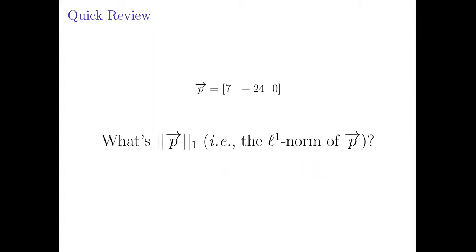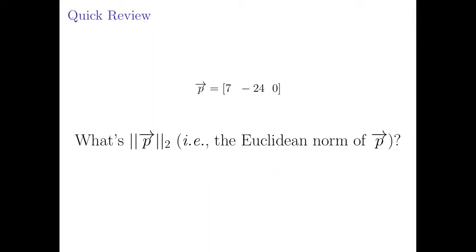What about the L1 norm? What's the L1 norm of this vector? The answer is 31, because we're simply going to add up all the elements. And of course, we're going to add up the absolute value of the elements, because going south 24 blocks as opposed to going north 24 blocks, that's still 24 blocks, right? So we have to take the absolute value of all the elements before we add them up. We're going to end up getting 31.